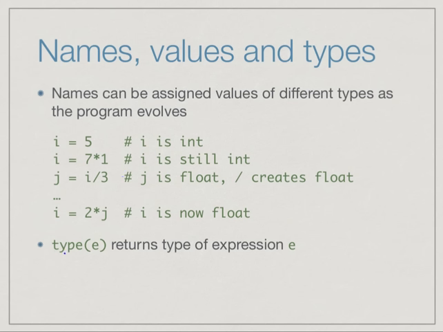In the interpreter, there's a useful function called type. So if you type the word type and put an expression, either a name or an expression in the brackets, it will tell you the type of the expression.